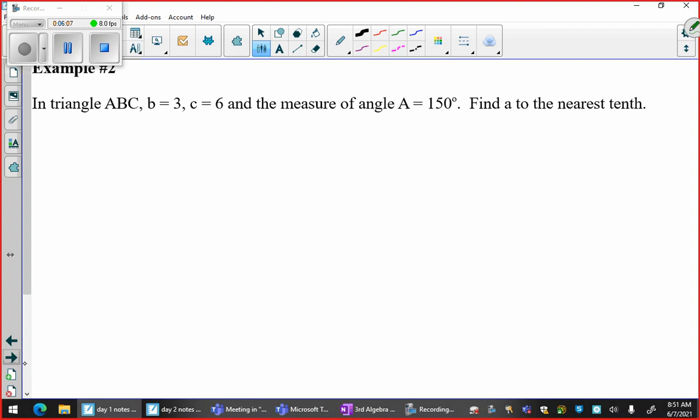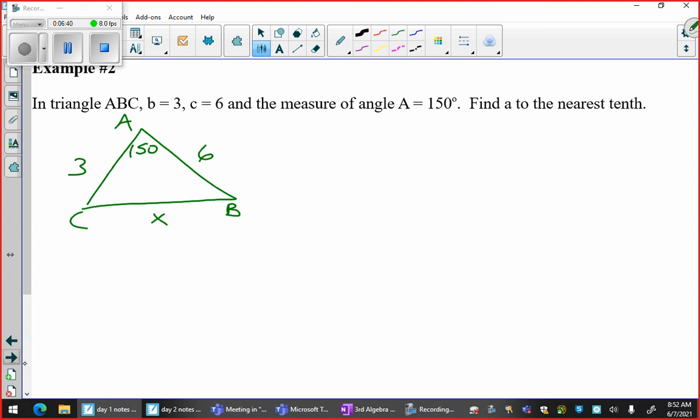Triangle ABC, little b is 3, little c is 6. Angle A is 150. You can draw any triangle you want and label it any way you want. So I know A is 150, little b is 3, little c is 6. Find little a.